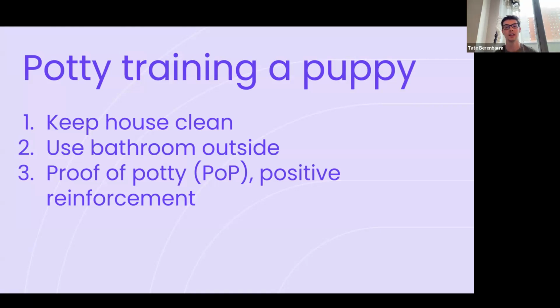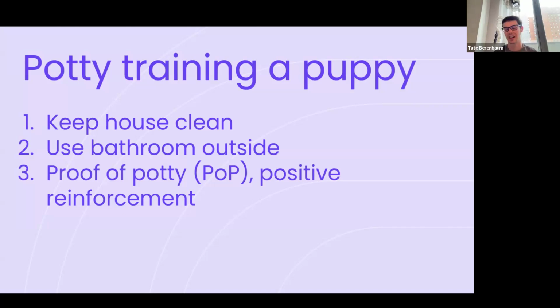So if they use the bathroom outside, they're rewarded for doing so. And I'm keeping that in check by looking for proof. I want to make sure the dog actually used the bathroom outside, because if she didn't, she'll learn that she can just go outside and not use the bathroom, get a treat, and then go inside and use the bathroom. Calling that proof of potty, because I don't think that mechanism is documented anywhere else for now.